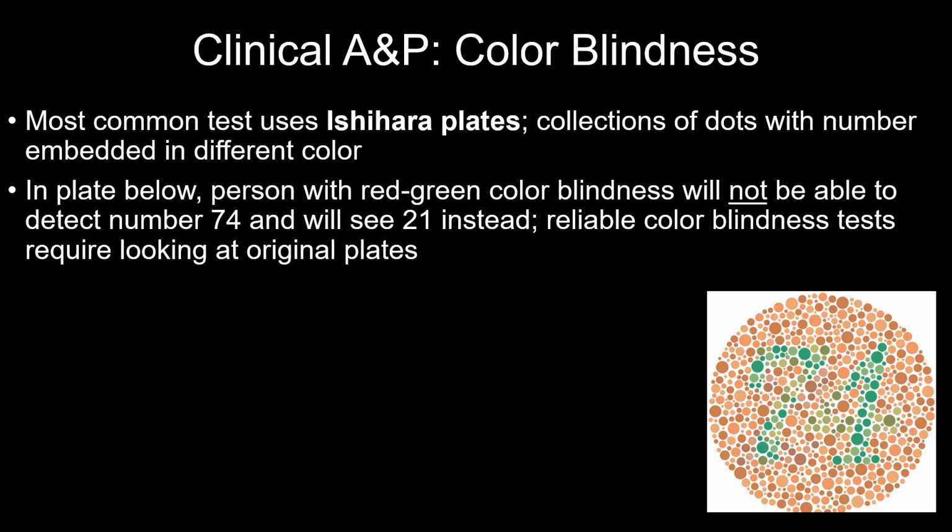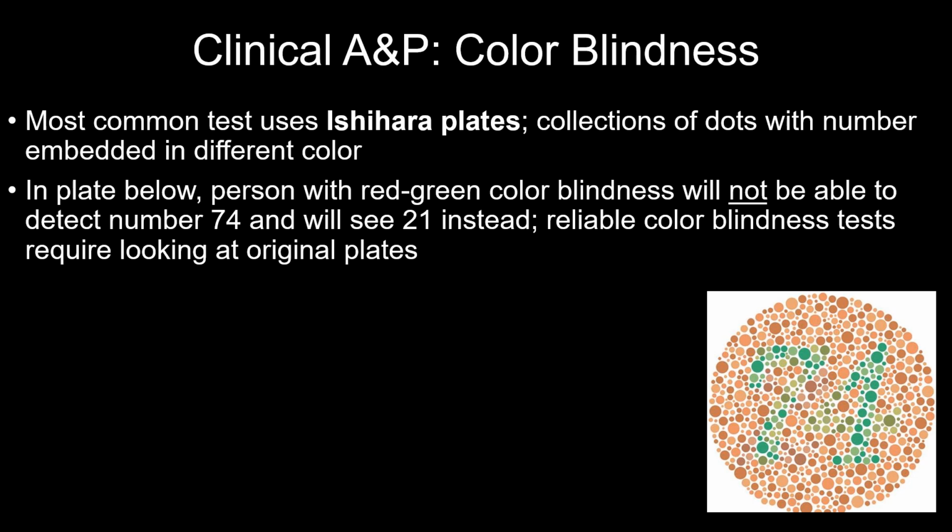The most common test for this, excuse me, is an Ishihara plate. These Ishihara plates are just collections of dots with a number embedded using dots of a different color. So you see this plate here in the bottom right-hand corner. This is an Ishihara plate. If you cannot see the number 74 in this plate, you have a mild form of color blindness.